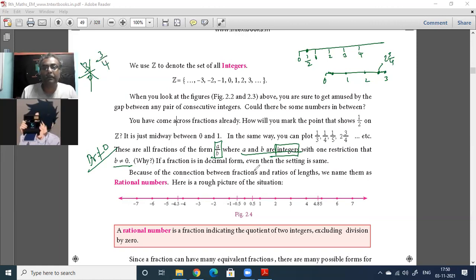Because of the connection between fractions and the ratios of lengths, we name them rational numbers. Rational numbers. Where does it come from? The fractions are connected with the ratios of the lengths. So rational, ratio. That is why they are called rational numbers. Now you have a new line. This is a more complex line than all the other lines that you have had till now.